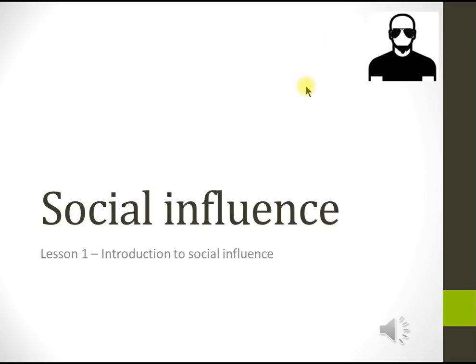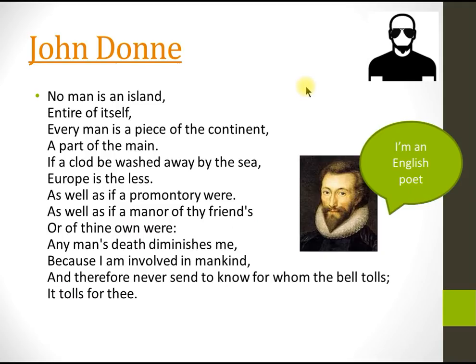Let's kick off with a poem. This is John Donne. "No man is an island." I love the first line of this poem and it encapsulates what we're looking at in social influence perfectly: the idea that no individual acts without reference to others. We are constantly being influenced. "Every man is a piece of the continent."